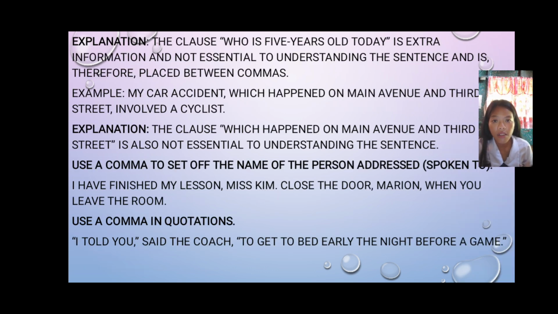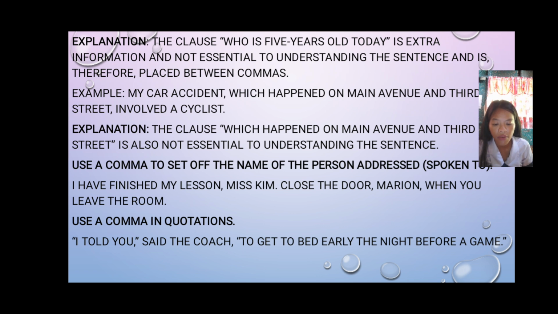Explanation: the clause "who is 5 years old today" is extra information and not essential to understanding the sentence, and is therefore placed between commas. Example: My car accident, which happened on Main Avenue and 3rd Street, involved a cyclist. The clause "which happened on Main Avenue and 3rd Street" is also not essential to understanding the sentence.